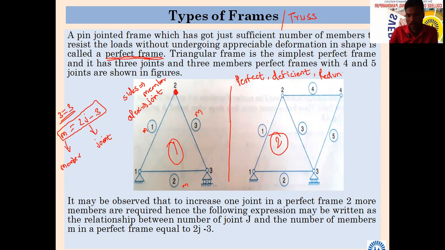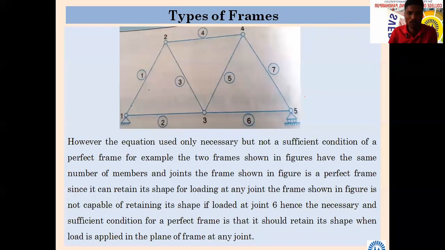Redundant. What will be the spelling? Redundant, ending D-A-N-T. Perfect, deficient, and redundant. These are the types of frames. We have just seen perfect: if the number of members is sufficient to take load, meaning number of members equals 2j minus 3. Deficient and redundant we will see now. So don't worry.